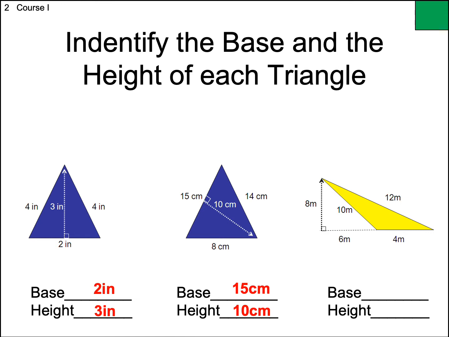The last one is that scalene obtuse one. The base is 4, and the height is 8. Hopefully that didn't confuse you. Usually the scalene obtuse triangle is the one that causes people some problems. Okay, how'd you do?